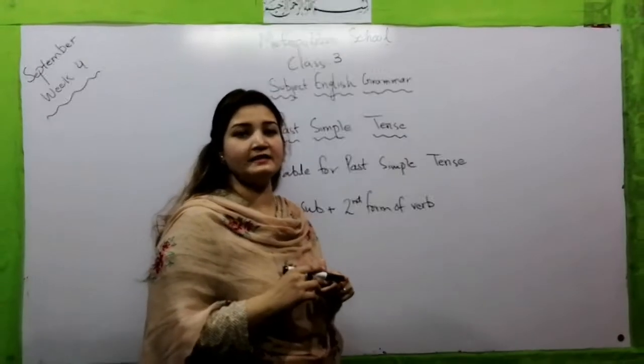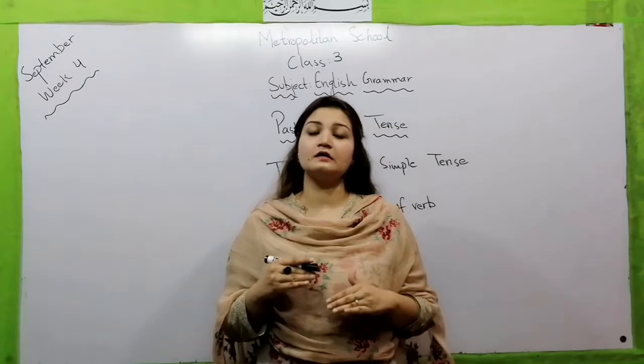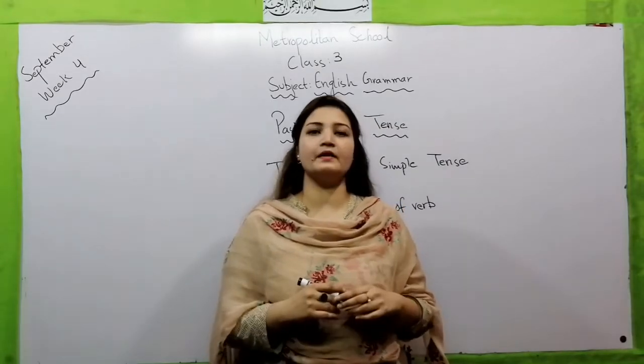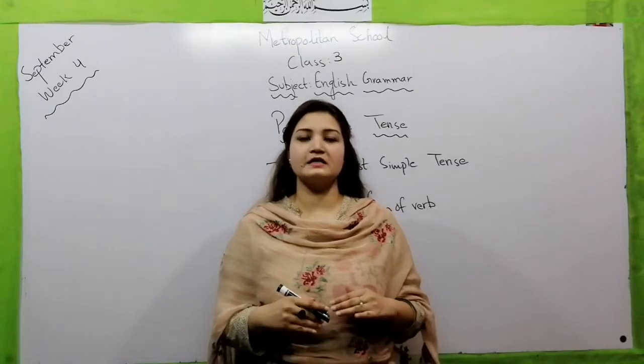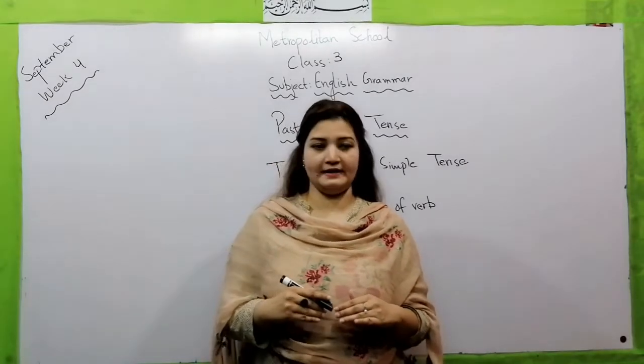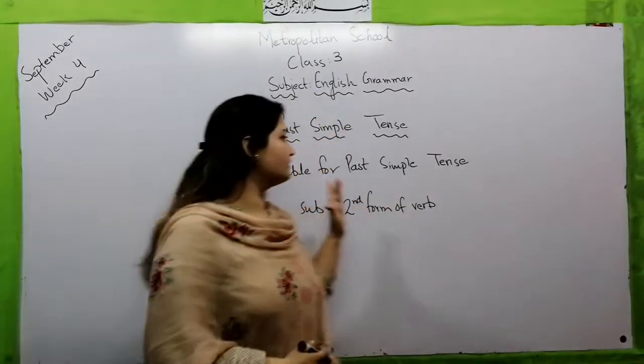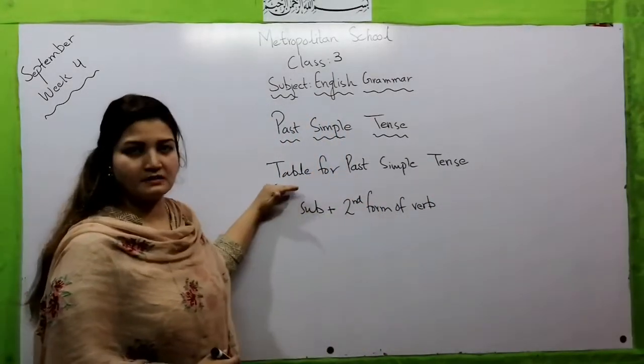In past simple tense, the actions are those that occurred in the past. For example, she washed her car. Something that happened in the past is related to the past simple tense. Now let's move towards the table for the past simple tense.